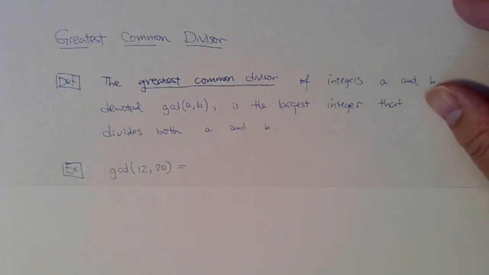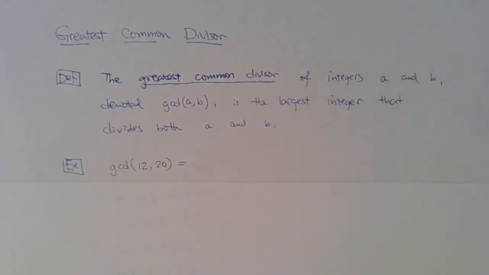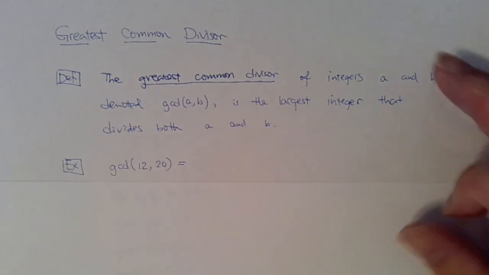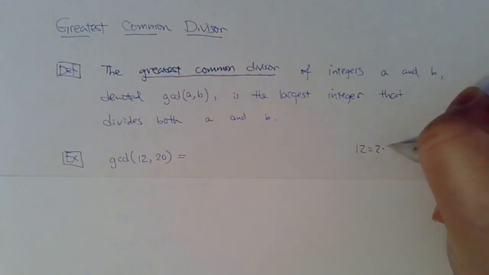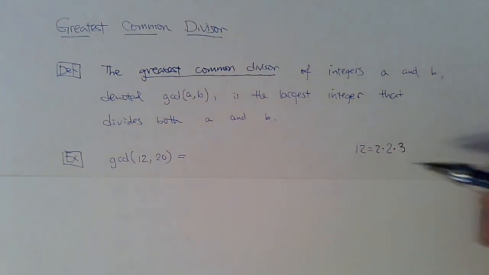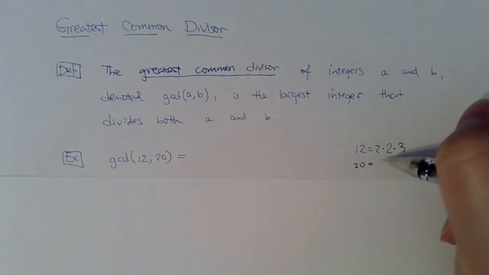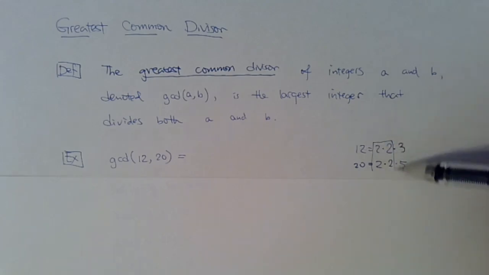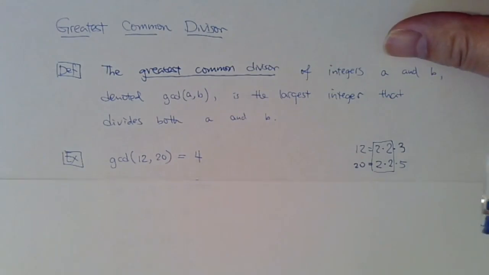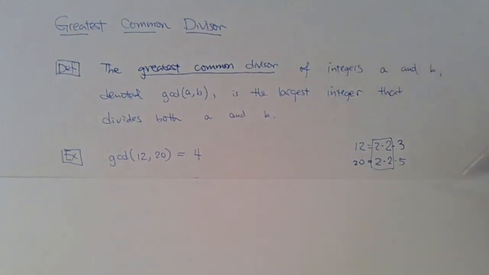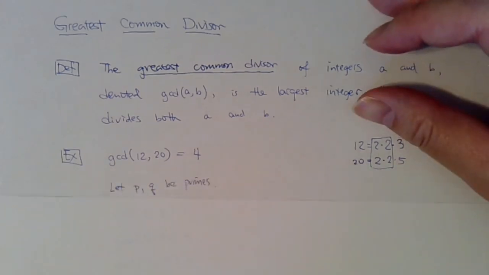So for example, if we are given 12 and 20, then we can do some scratch work over here. 12 is equal to 2 times 2 times 3, and 20 is equal to 2 times 2 times 5. So the greatest common divisor would be 4. 4 is a divisor of 12. 4 is also a divisor of 20. The 3 and the 5, they are primes that don't go into the other factors.